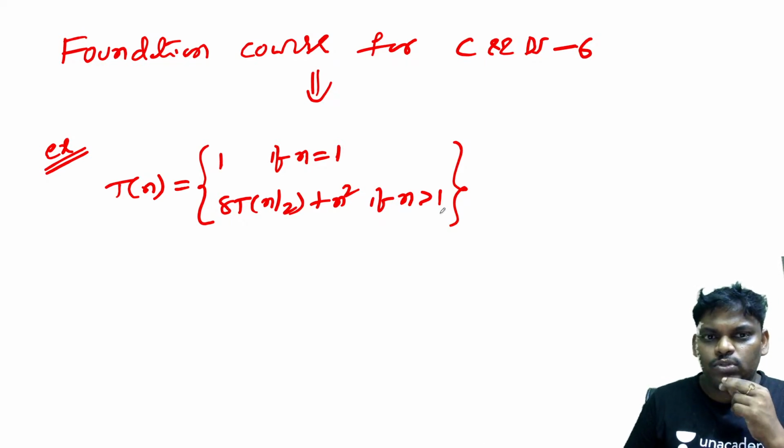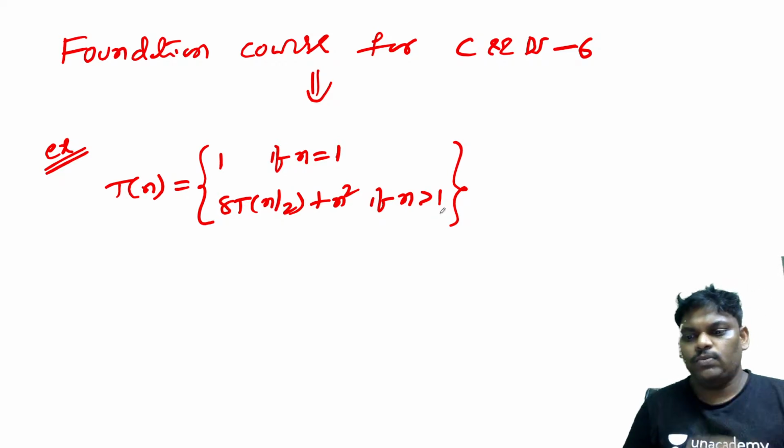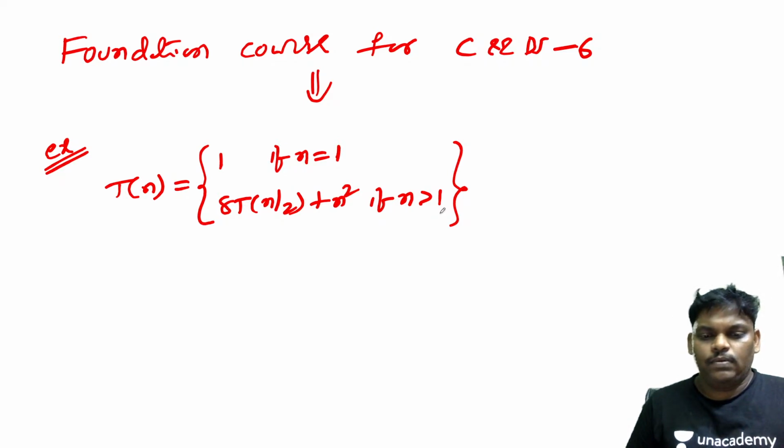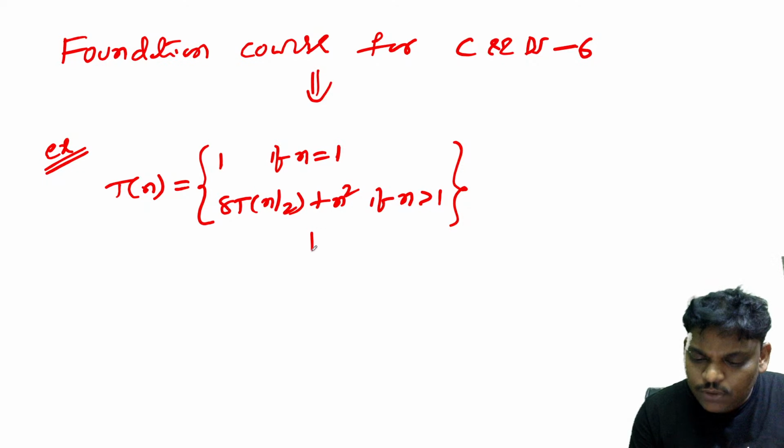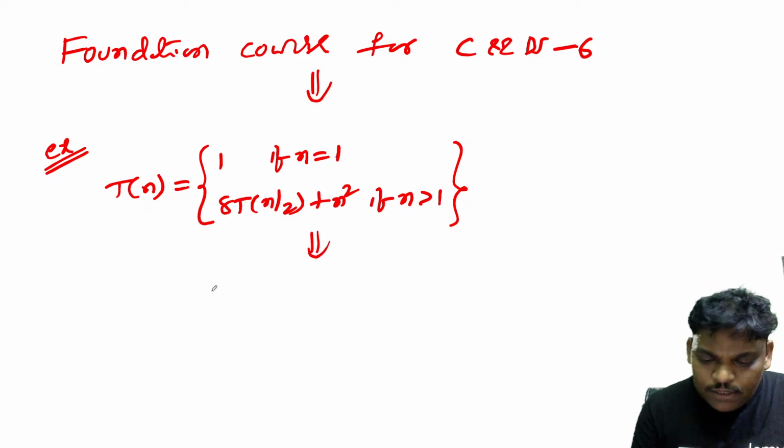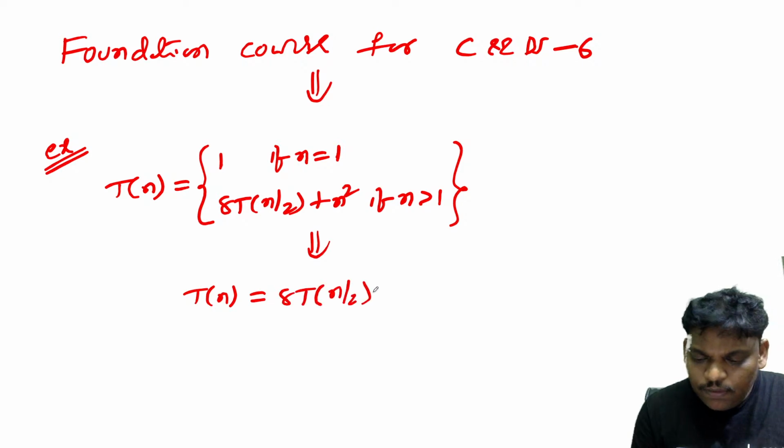Using substitution method also, using master theorem also. Let me do this using substitution method. Tn is equal to 8T(n/2) plus n square.